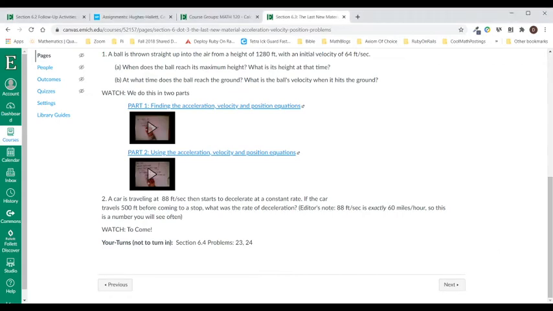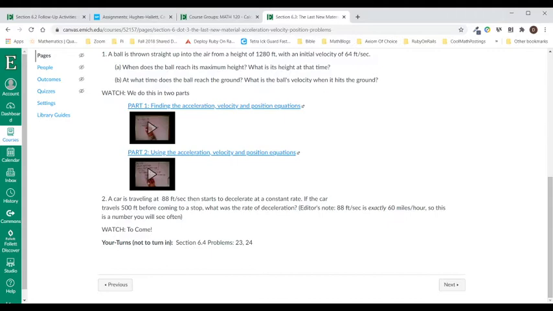Now let's look at the second problem. It says the car is traveling at 88 feet per second. That's a velocity. This starts to decelerate, hey, acceleration at a constant rate. Ooh, they didn't tell us. If the car travels 500 feet before coming to a stop, what was the rate of deceleration?